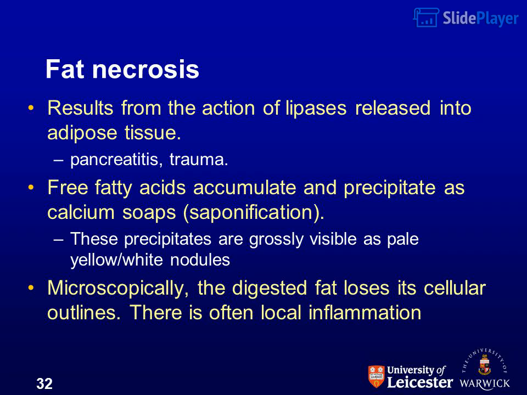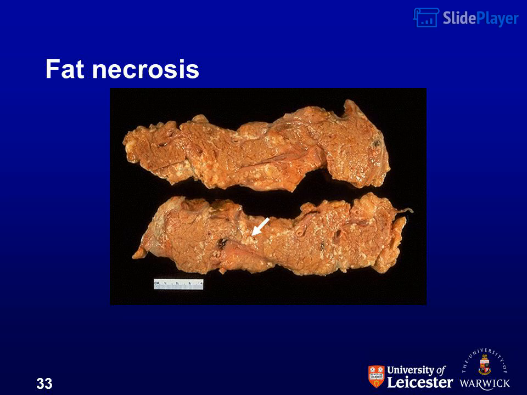Fat necrosis results from the action of lipases released into adipose tissue. Pancreatitis, trauma. Free fatty acids accumulate and precipitate as calcium soaps, saponification. These precipitates are grossly visible as pale yellow/white nodules. Microscopically, the digested fat loses its cellular outlines. There is often local inflammation. Fat necrosis.